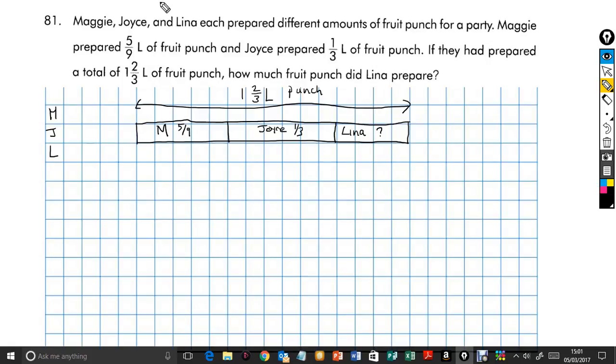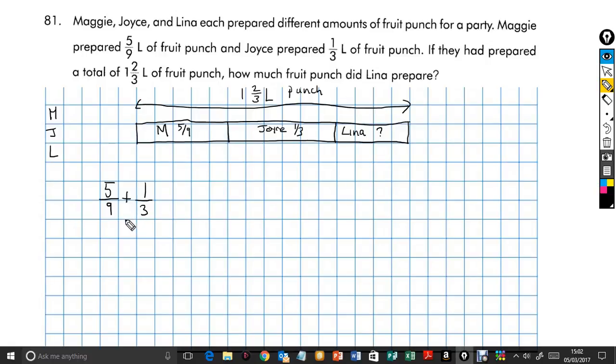So Maggie prepared 5/9, so I've got 5/9 here. And I need to add that to Joyce's 1/3. So I need to add 5/9 and 1/3. Can you see that's what I would have to do here? Sadly, I can't just add them. It would be much simpler if we could. We can't simply add 9ths and 3rds. We're going to have to change either one of the denominators or both of the denominators so that they are the same before we can add.